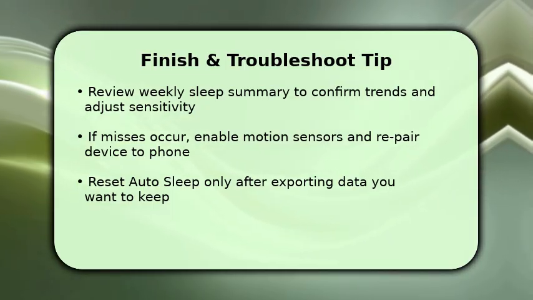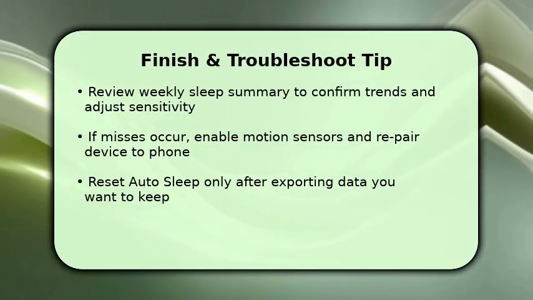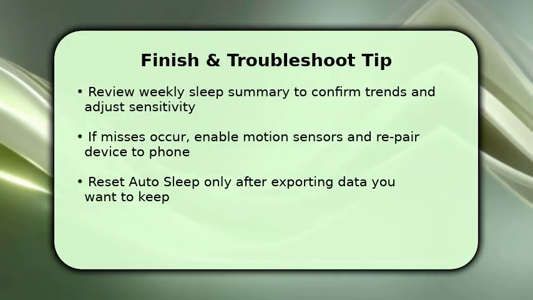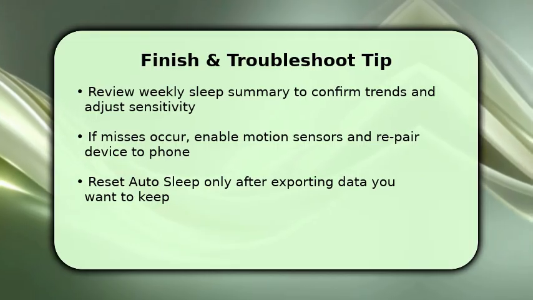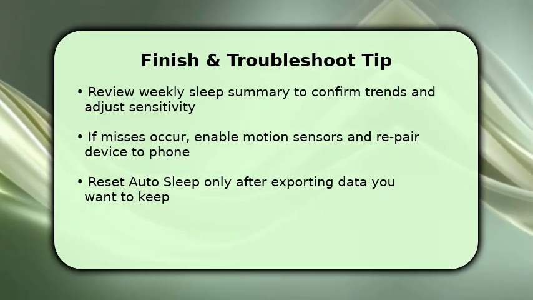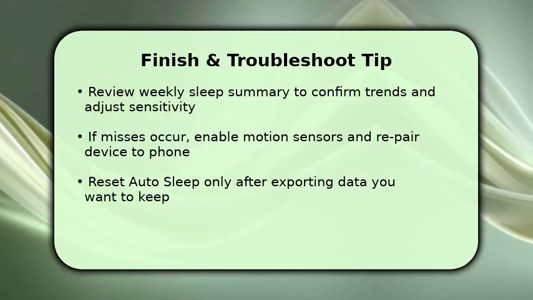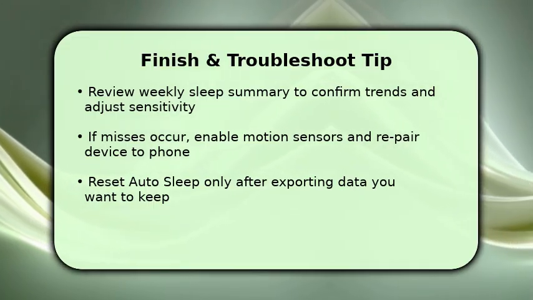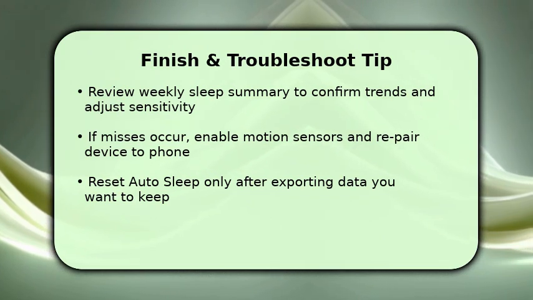If Auto Sleep misses nights, first re-enable motion and health permissions, then repair the device to your phone. Connectivity often causes gaps. If issues persist, export your data and reset Auto Sleep so it relearns cleanly. One key troubleshooting tip: repairing plus a brief calibration period typically resolves detection errors.